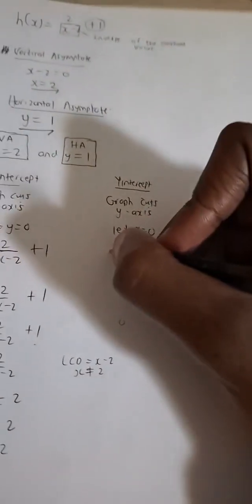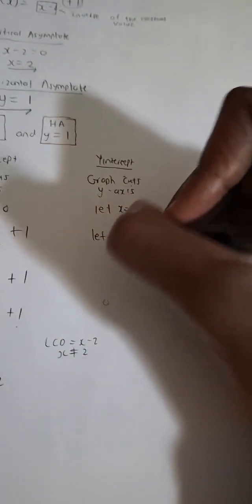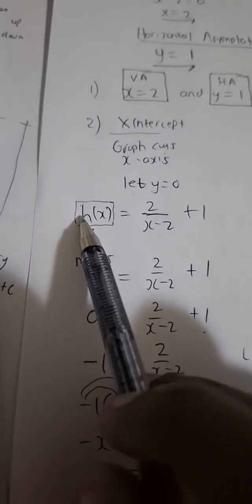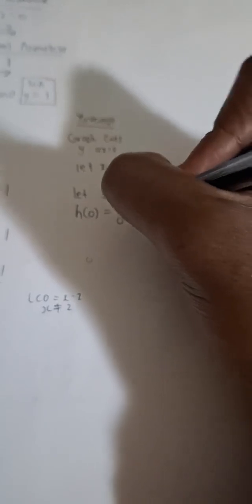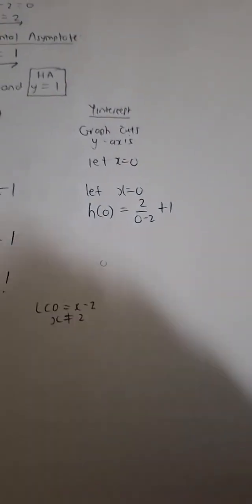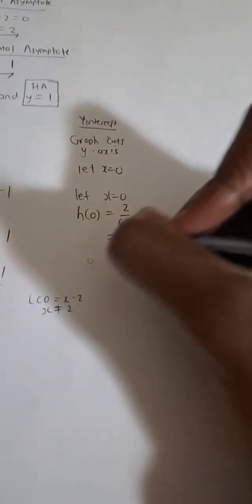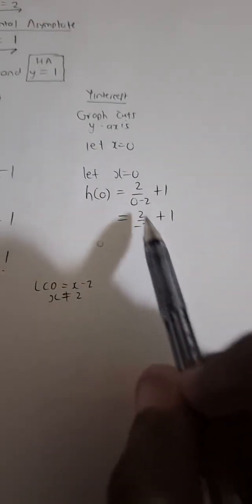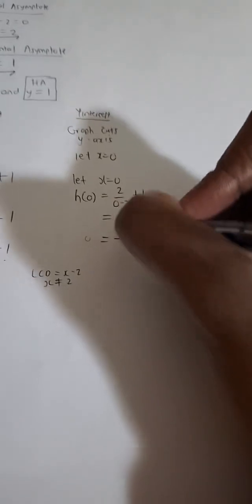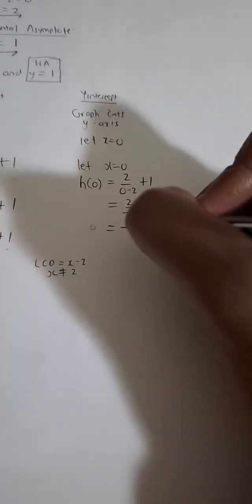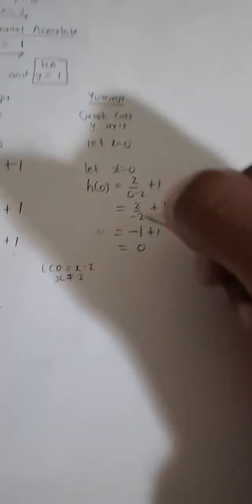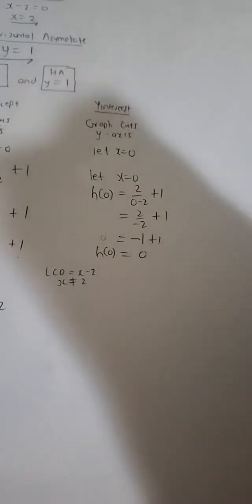But you know what? Let's just entertain the masses. Let x be equal to 0 for this function. So we just say h of 0 is equal to 2 over 0 minus 2 plus 1. Then we get 2 over negative 2 plus 1. We divide the 2 and the negative 2. A positive divided by a negative gives us a negative. 2 divided by 2 is 1. What's negative 1 plus 1? It's 0. So that means h of 0 gives us 0.